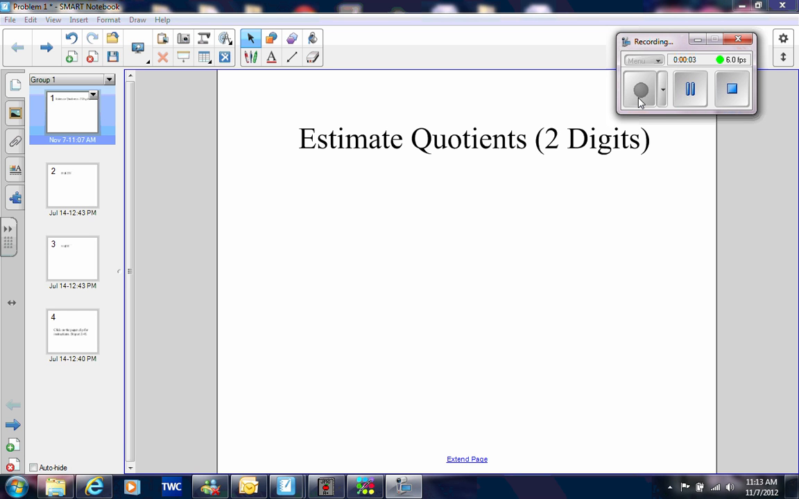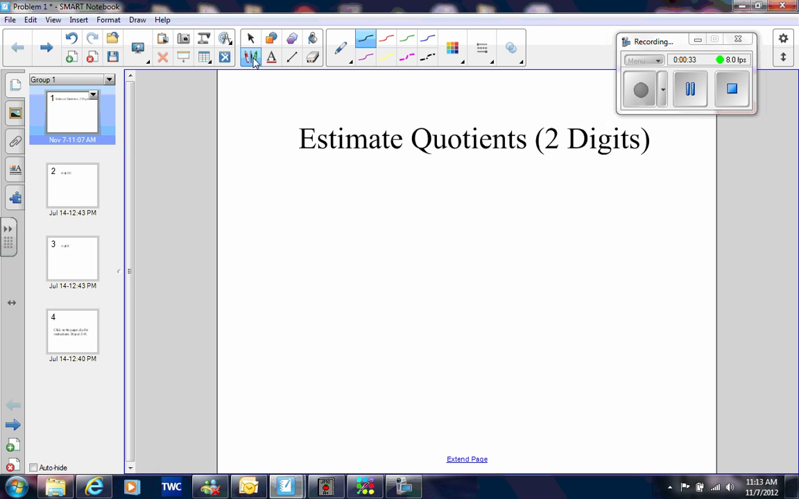Time for us to estimate quotients, and especially ones that have two digits outside that bracket, the division bracket. It's a really important step to be able to estimate these things because as a whole I think dividing with two digits outside the bracket can be pretty challenging. So you want to make sure that you get an answer that makes sense, and to find out if your answer makes sense you have to be able to estimate.